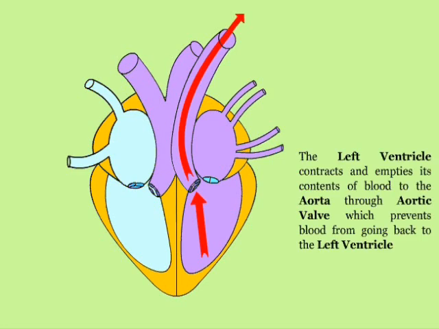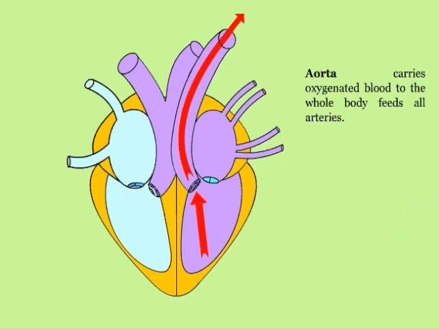The left ventricle contracts and empties its contents of blood to the aorta through aortic valve, which prevents blood from going back to the left ventricle. Aorta carries oxygenated blood to the whole body, feeds all arteries.